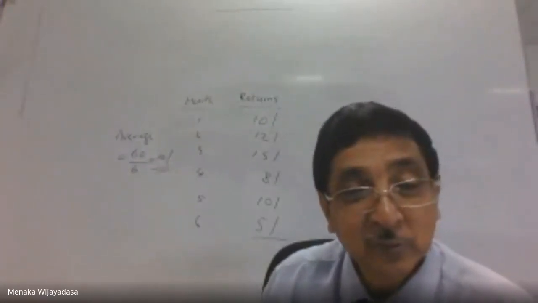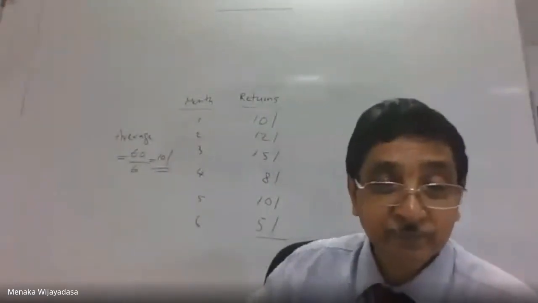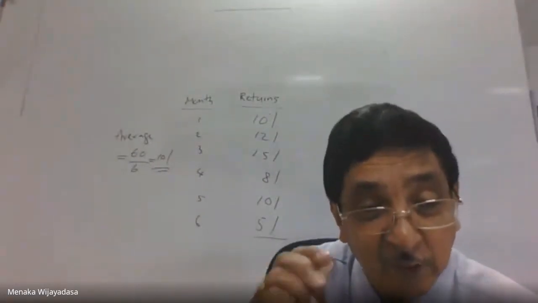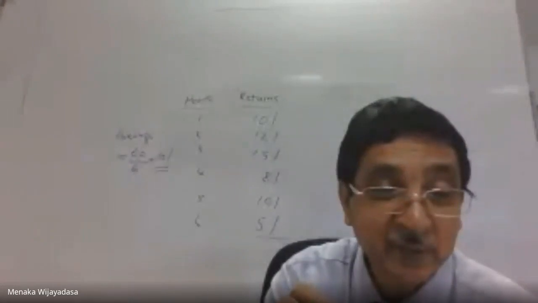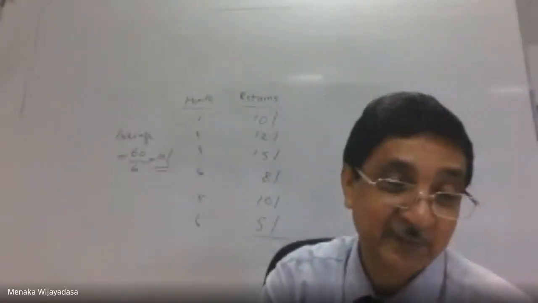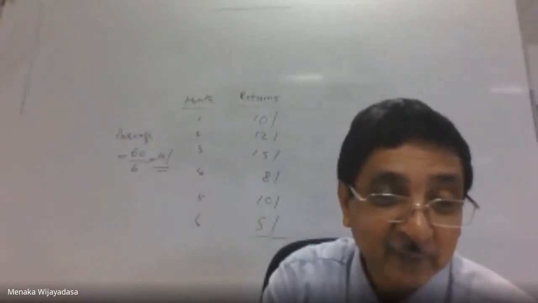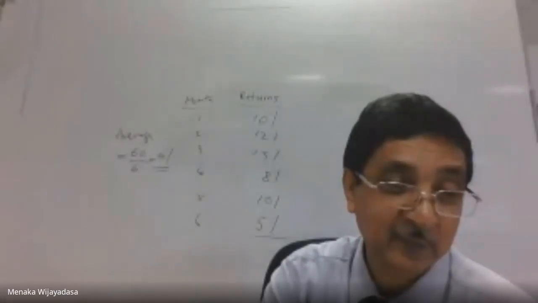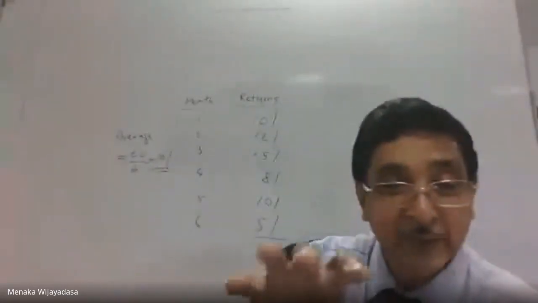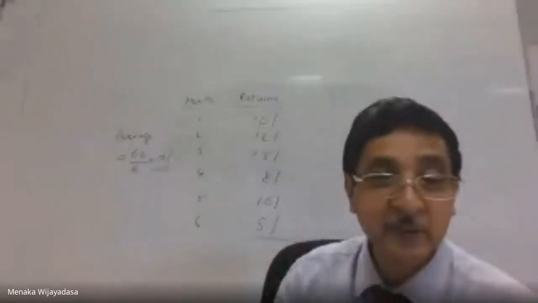Now, in order to calculate the variance, what do you do? We square all these deviations and divide by the number of returns. There you get the variance. Now, what does that give? Now I will do it for you. I think this is a simple thing.